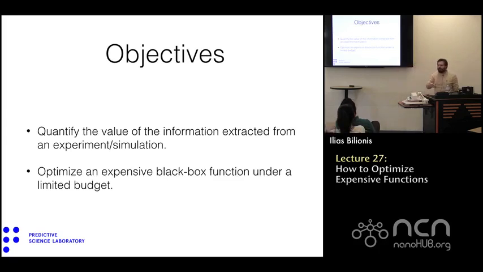So the idea for solving optimization problems that involve an expensive objective function, an expensive simulator, is to sequentially design where you evaluate your function to extract the maximum amount of information with a minimum amount of cost. Okay? And we're going to use this idea, the value of information, to optimize expensive black box functions.